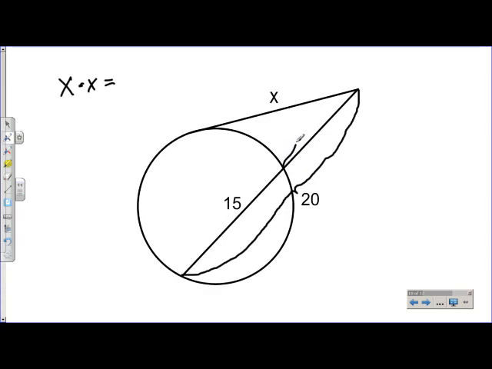So what I have remaining, if the whole thing is 20, this section is 5. So now I have the outside is 5 times the whole thing, and it has it labeled here as 20. So I have x squared equals 100. Take the square root. I have x equals 10.